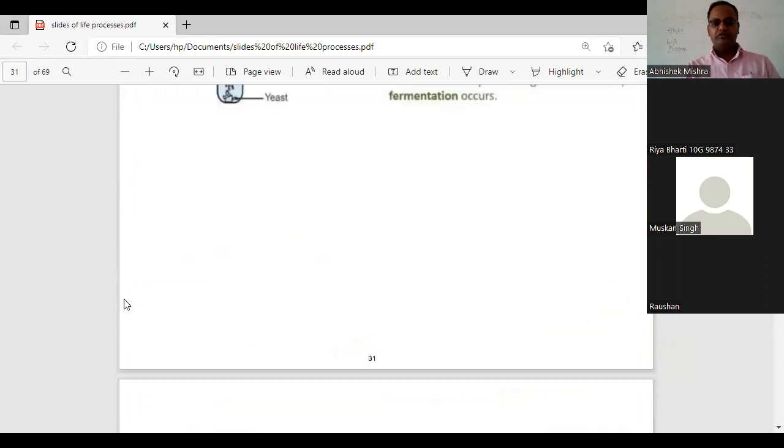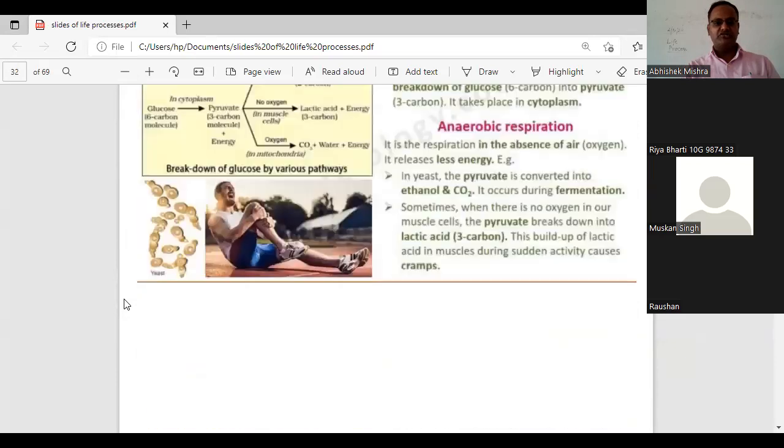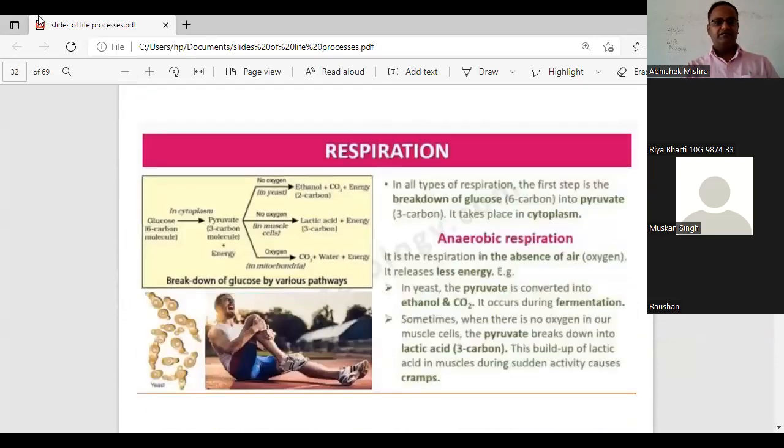Now students, both aerobic and anaerobic respiration are clear to you, or do you have any doubts regarding this? Is it clear to all the students? Through the chat box, you give me the reply.